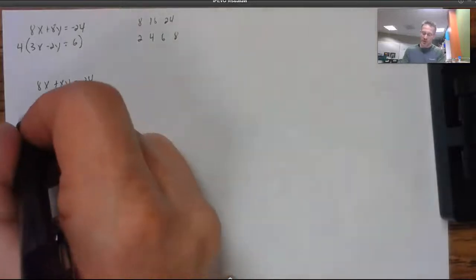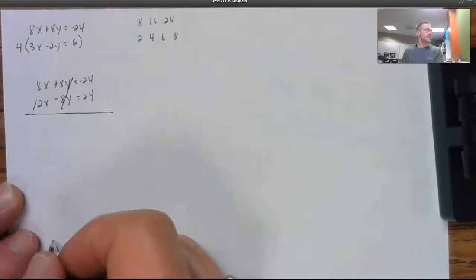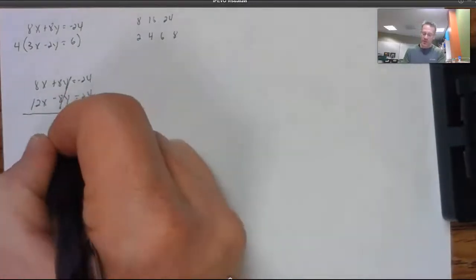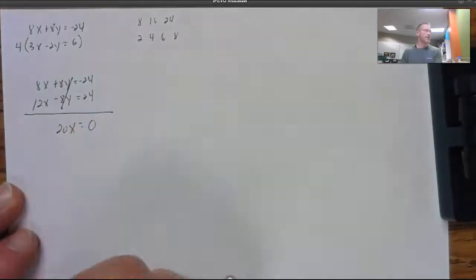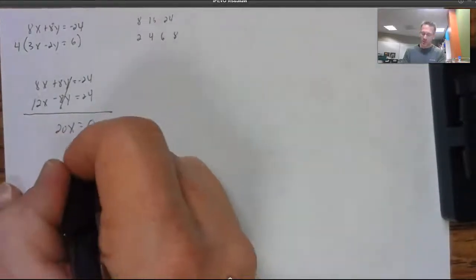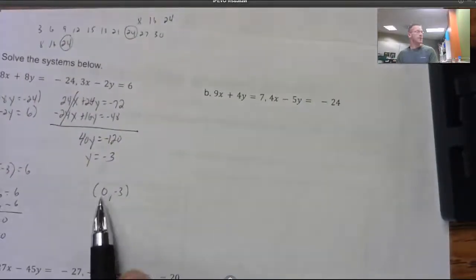All right, so notice what happens. 8y and -8y, that is 0. That has been eliminated. 8x plus 12x, that's 20x. And then notice what happens over here. -24 plus 24, that's 0. And then 20 times what is 0? That would be 0. And so that's 0, right? So we said x was 0 in this problem.